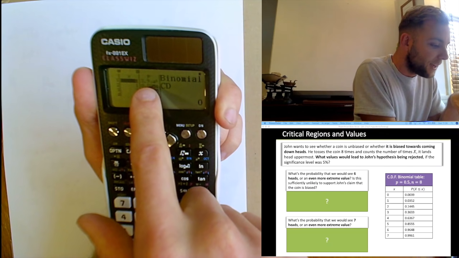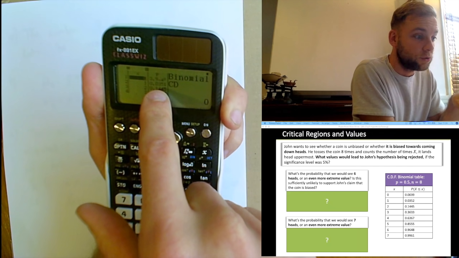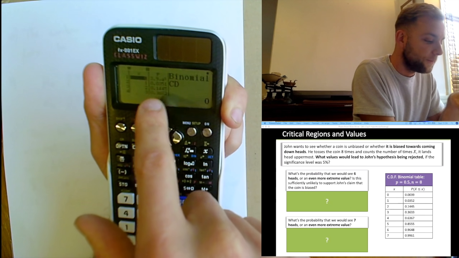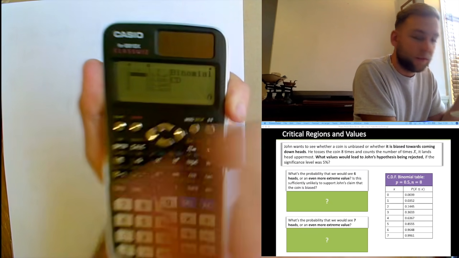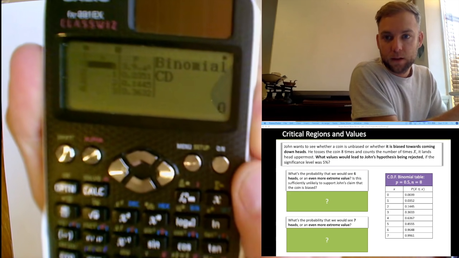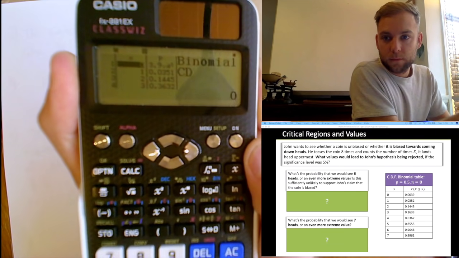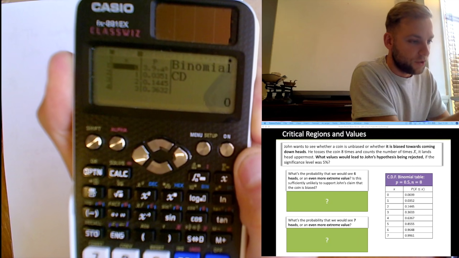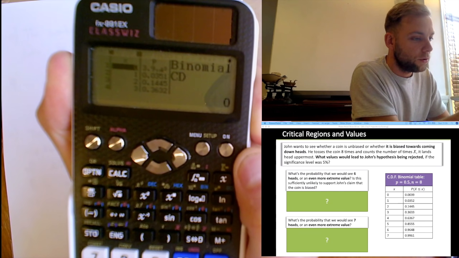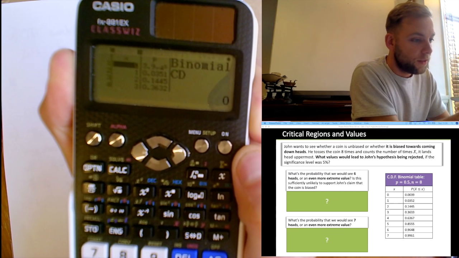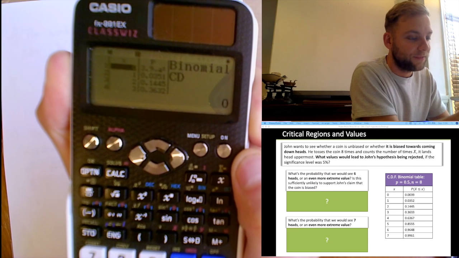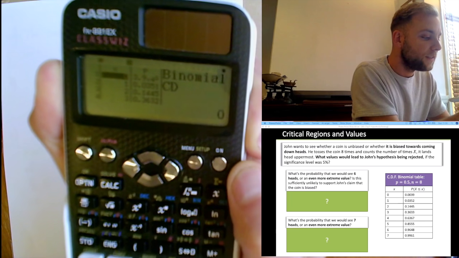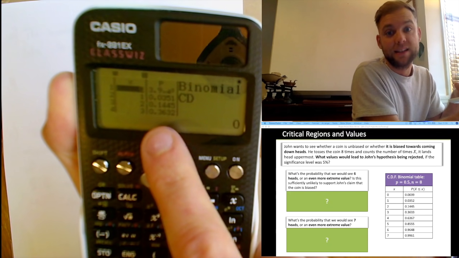So 0 is 3.9 times 10 to the minus 3, which is actually equal to 0.0039. 1 is equal to 0.0352. 2 is equal to 0.1445. 3 is equal to 0.3633. So we've got all these values on here. They're all on here, and this is how you get them.